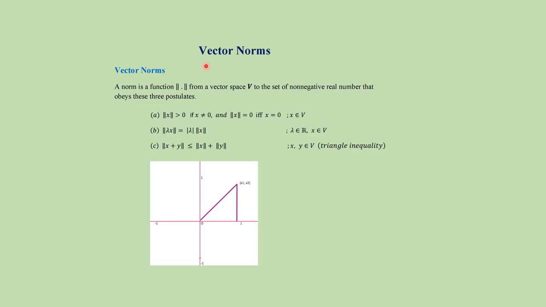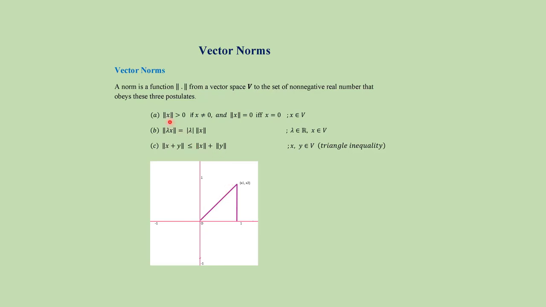In this video, we will learn different types of vector norms with example and how to sketch their graph. A norm is a function from a vector space V to the set of non-negative real numbers that satisfies the following three properties. To understand this property, let's consider the Euclidean norm, which is the distance of a vector x1, x2 from the origin.